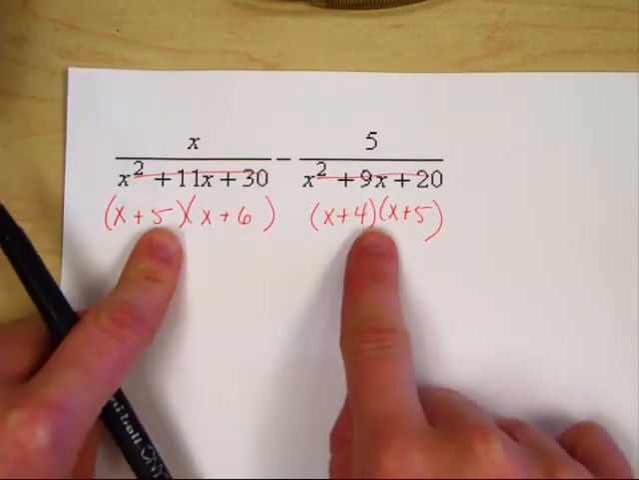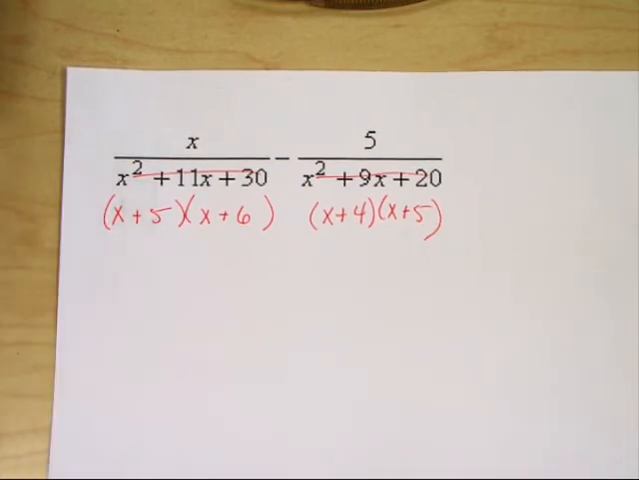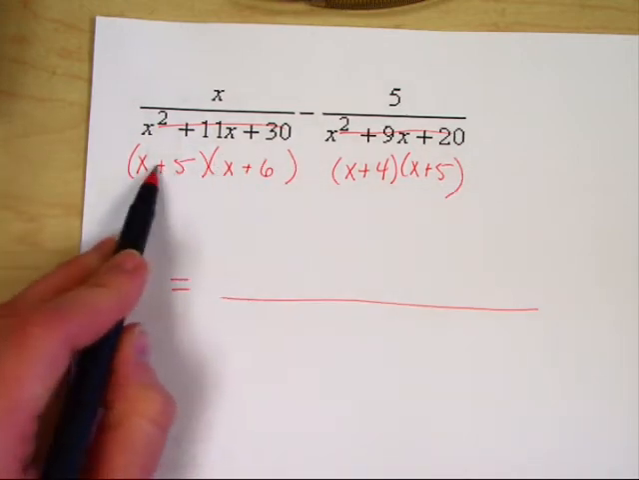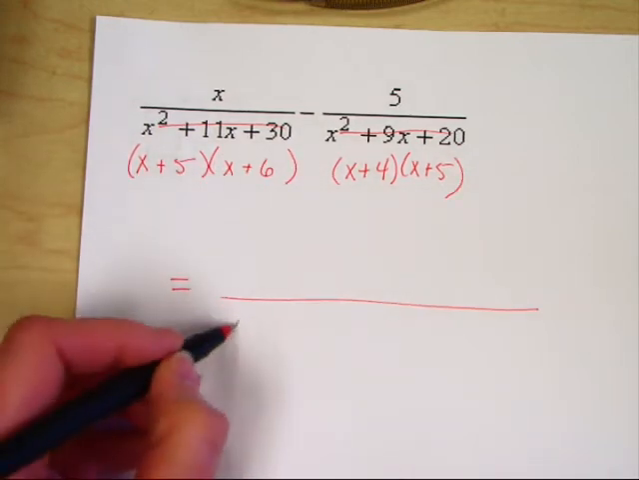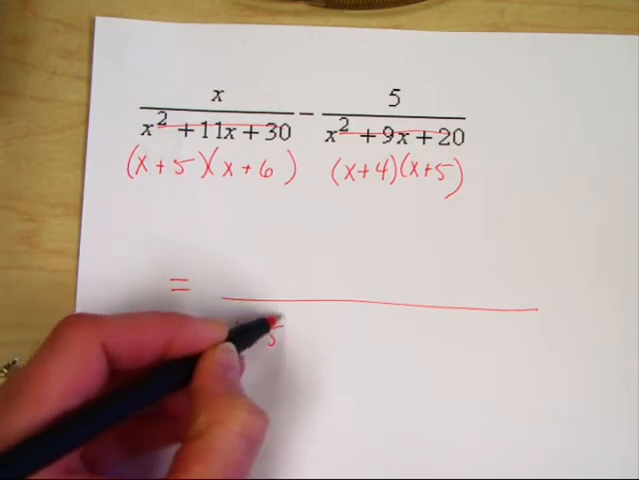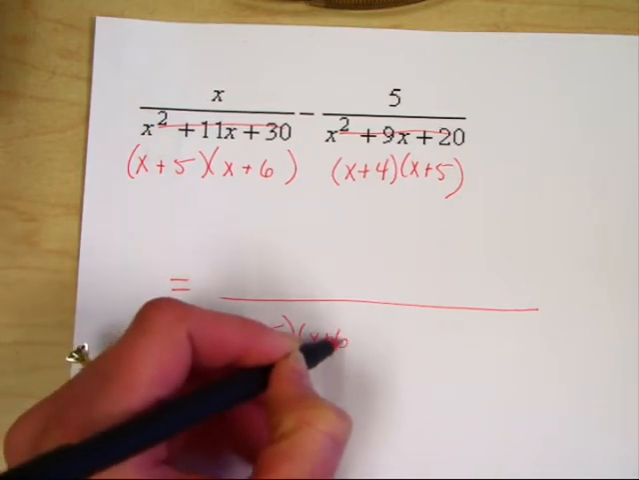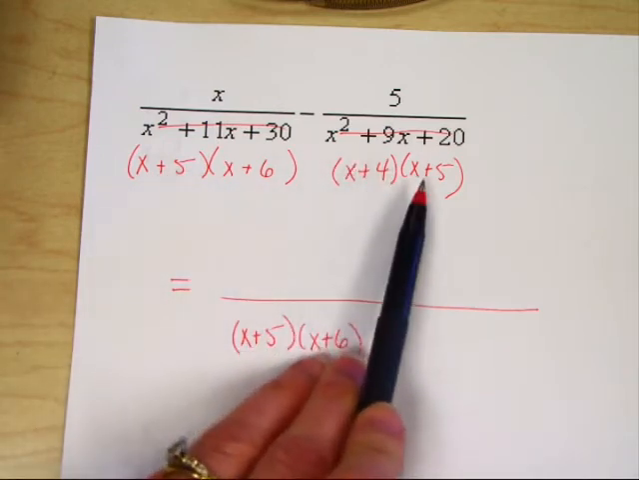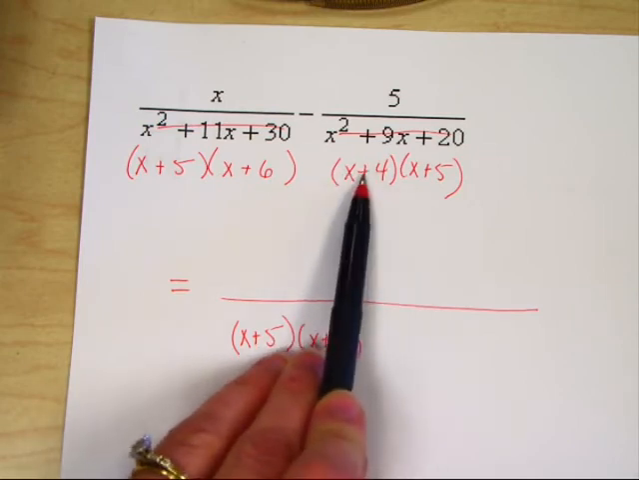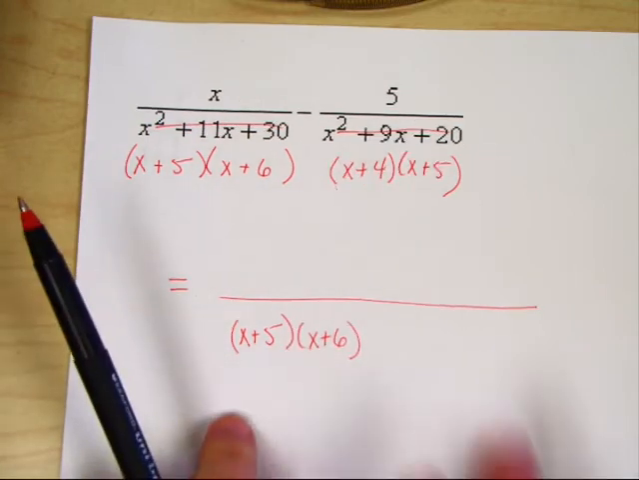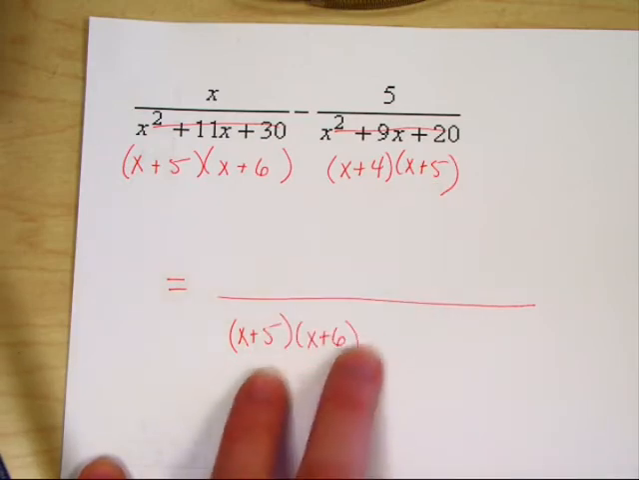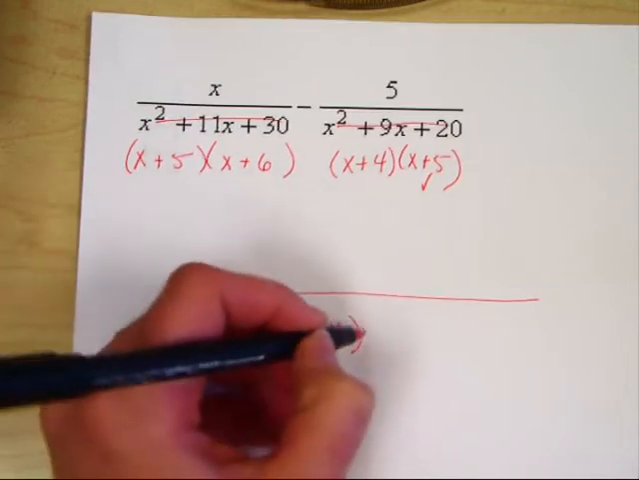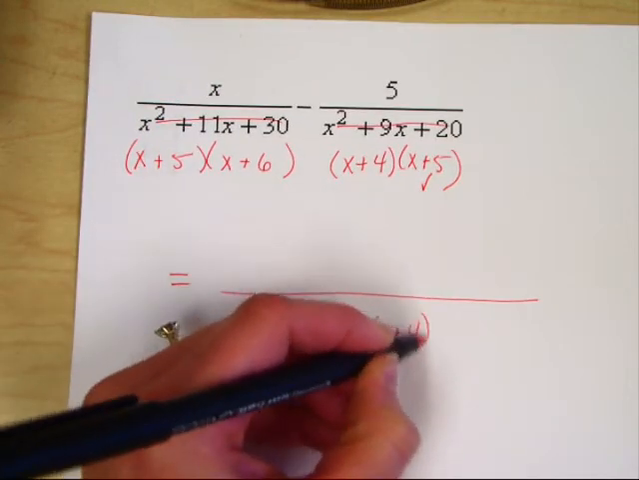Once you get your denominators factored, you need to decide what your common denominator is. You always bring down both parts of the first fraction. After you bring down both parts of the first fraction, you need to decide if anything is extra or different in the next one. If you compare these two to the bottom two, I already have an x plus 5, which means all I need to bring down is the x plus 4.